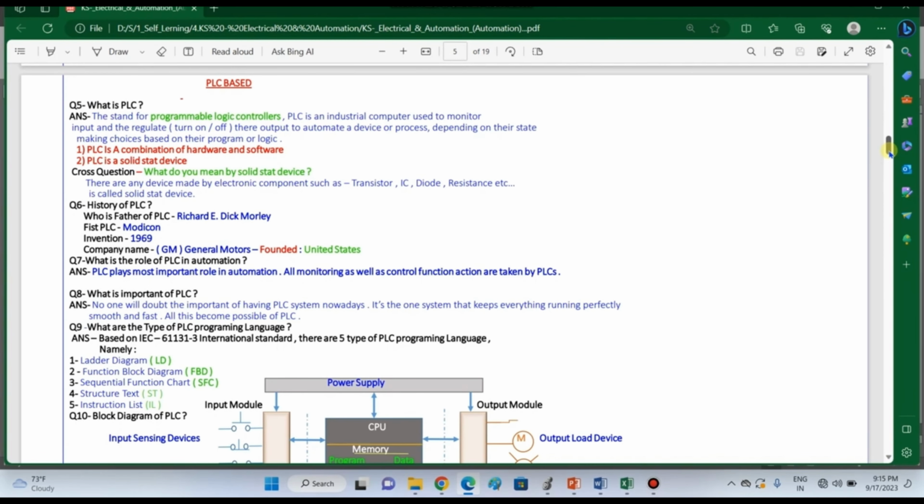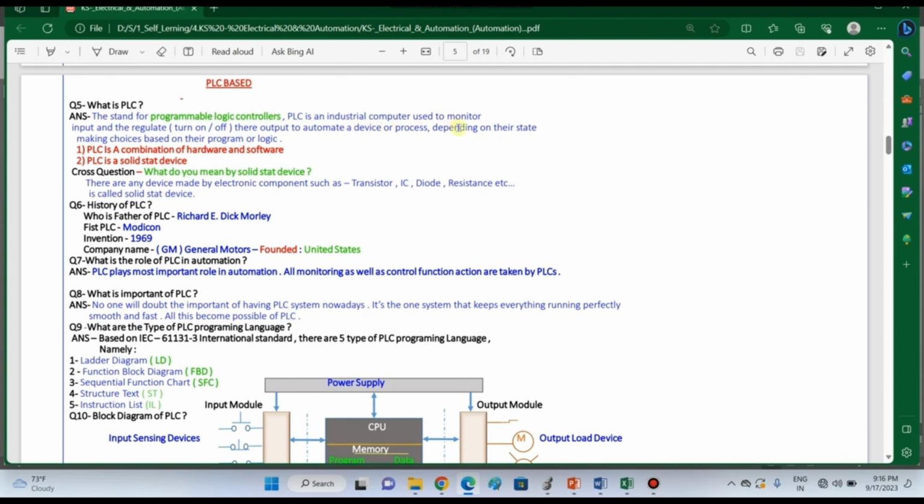What is PLC? If you observe the word PLC, the full form of PLC is programmable logic controller. PLC is hardware. On the hardware, we can write a program using particular software for the particular PLC.